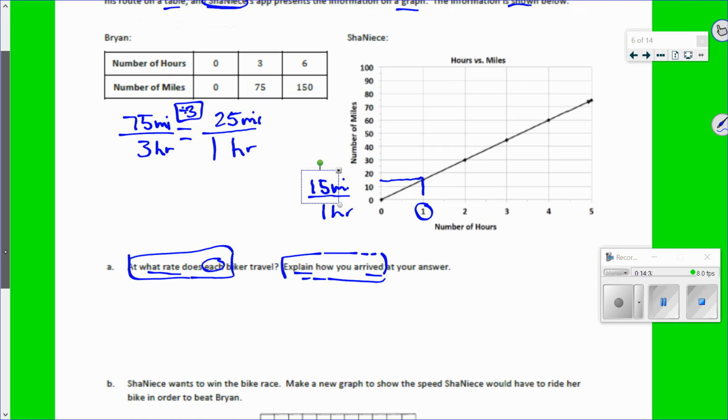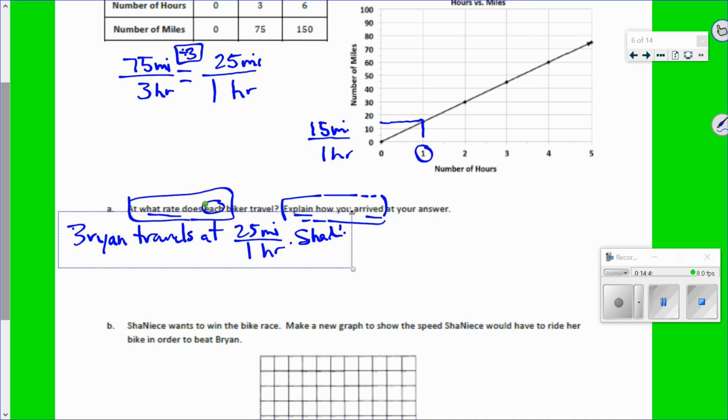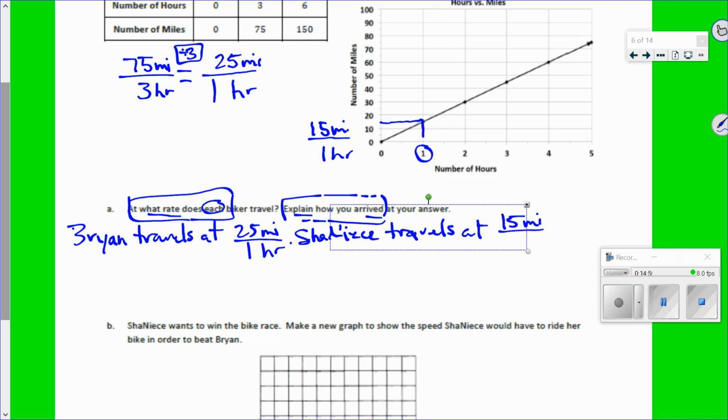Okay, so what rate does each biker travel at? Brian travels at 25 miles per hour. Shanice travels at 15 miles per hour.